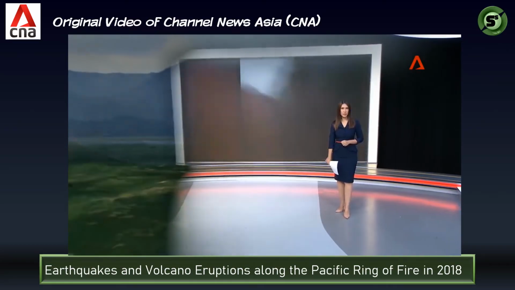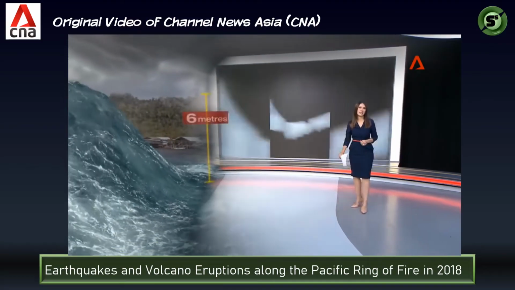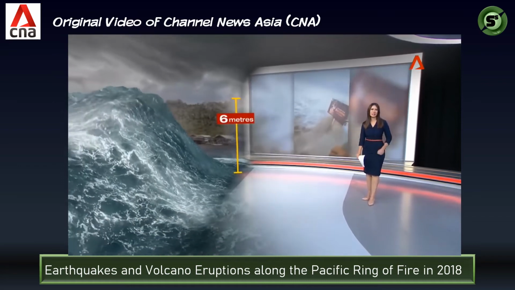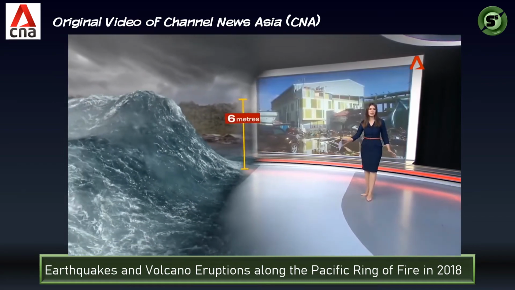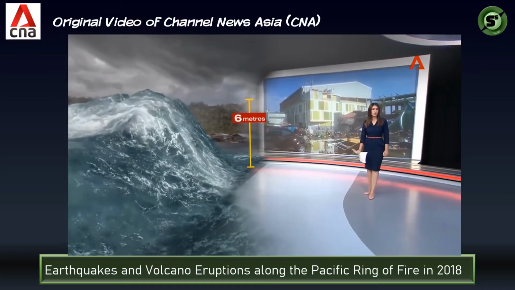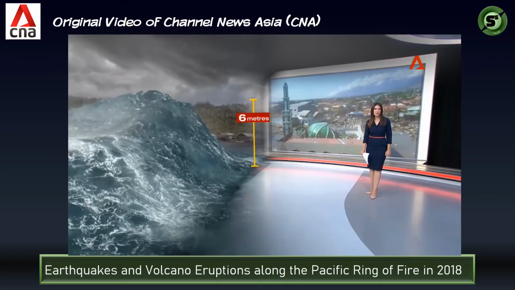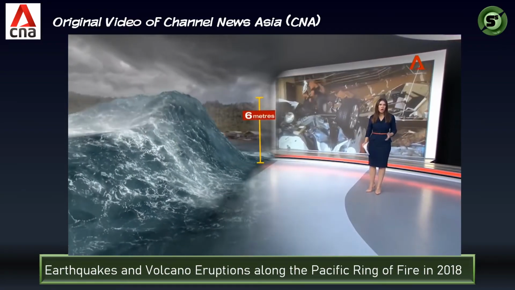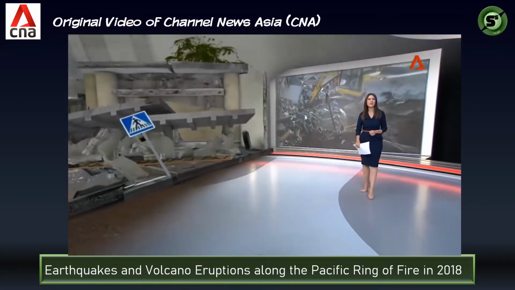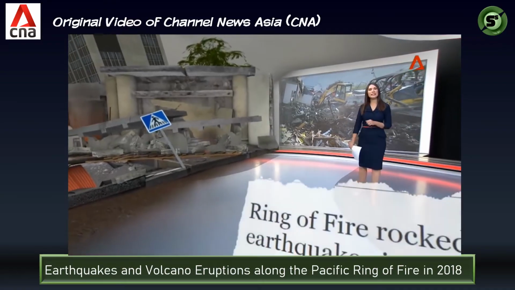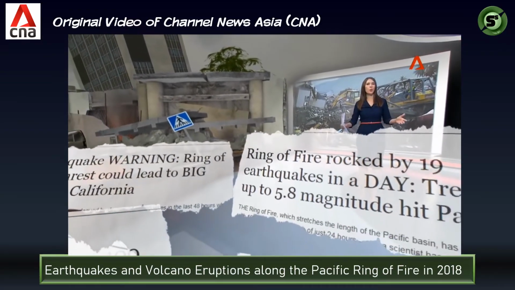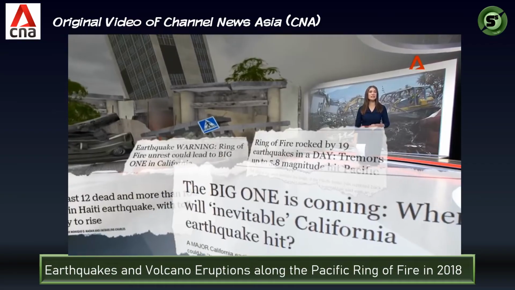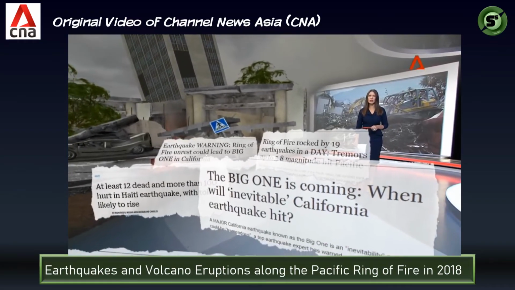And then there was the earthquake and tsunami which devastated Sulawesi, Indonesia. Waves of up to 6 meters crashed onto the island, wiping out entire coastal communities. More than 2,000 people died in that disaster. Tens of thousands more were injured or lost their homes. All these disasters have again stirred fears of the big one, an immensely powerful earthquake that would leave widespread destruction. The scientists have said that this level of activity along the Ring of Fire is not unusual.